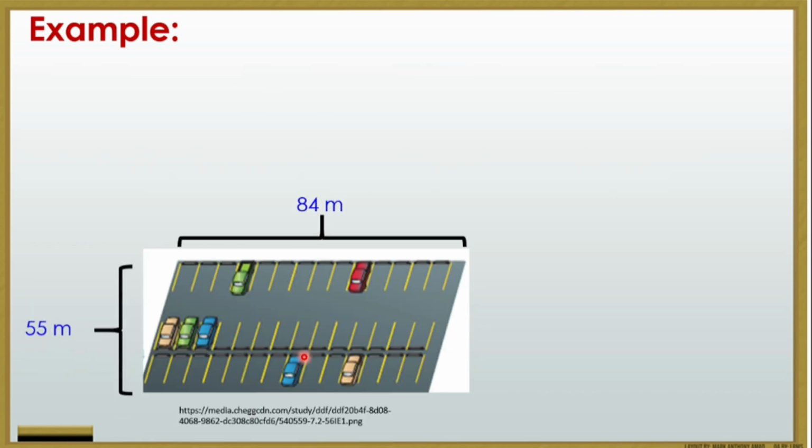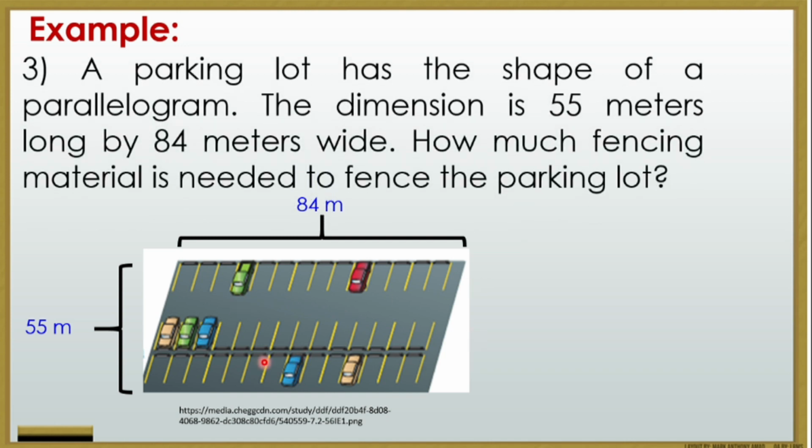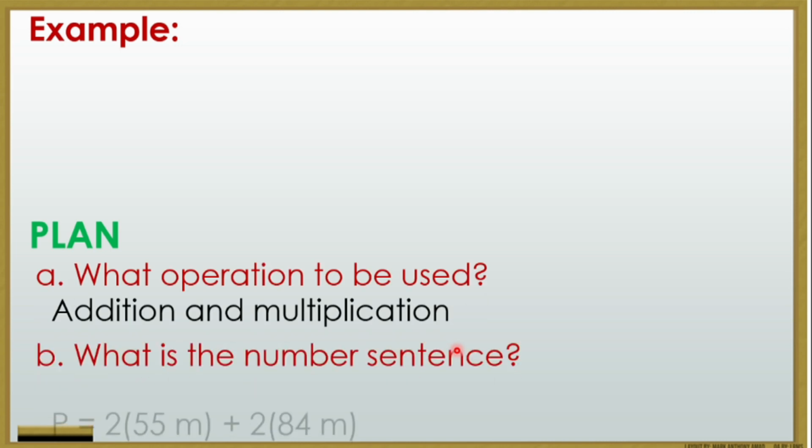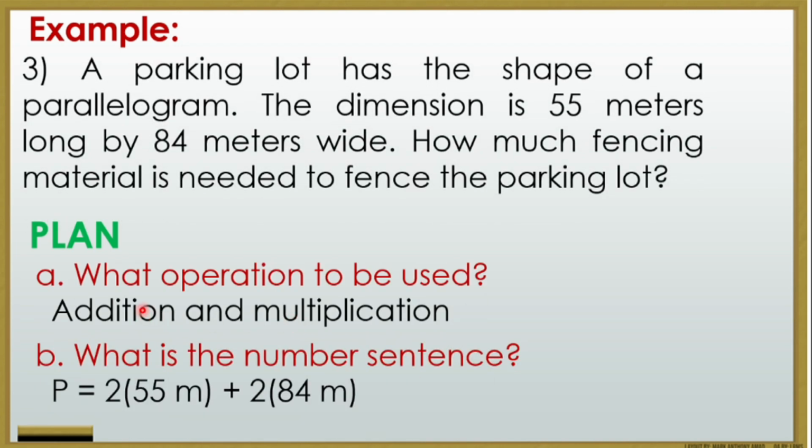Next. Okay, this would be the representation. This would be the parking lot. This would be the parallelogram shape. So, we have 55 meters long. Or this would be the 84 meters wide. Okay. So let's plan the problem. What operation to be used? This involves addition and multiplication. And for the number sentence, we have P is equal to 2 multiplied by 55 meters. This would be the length and this would be the width.